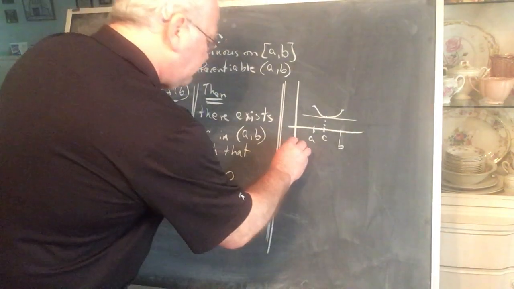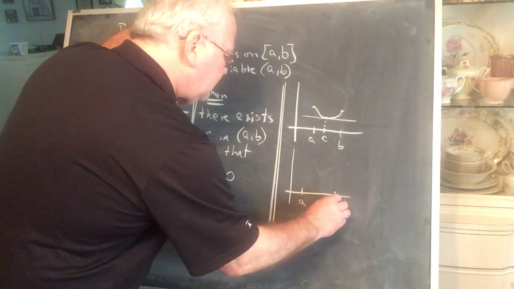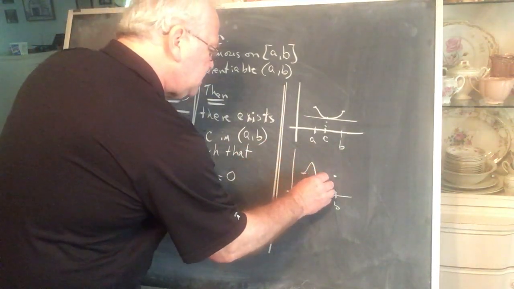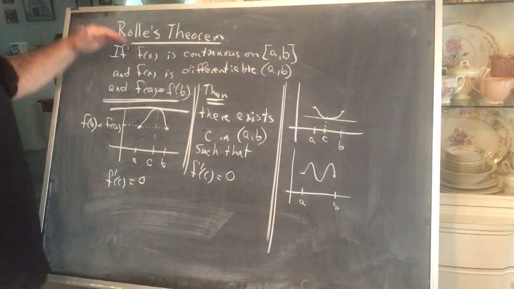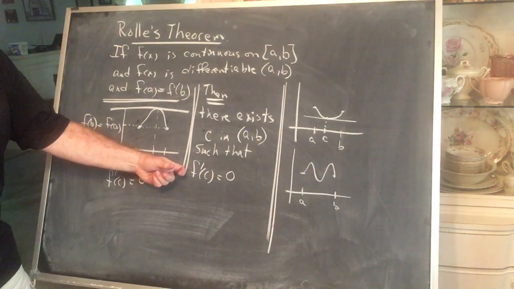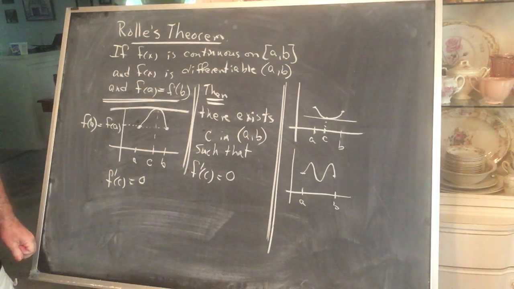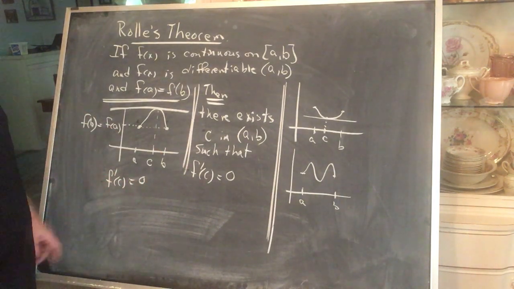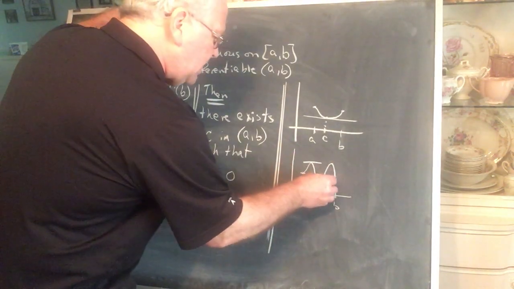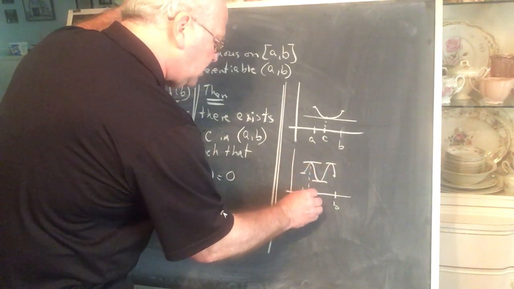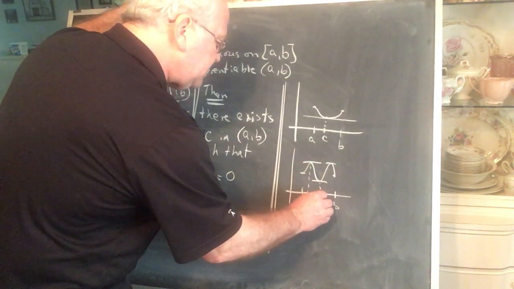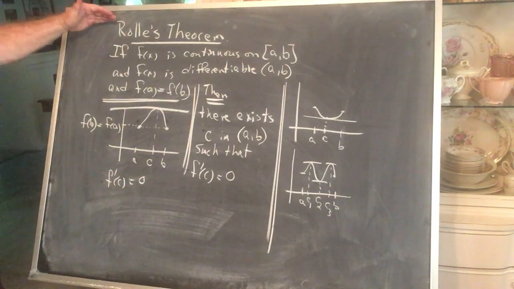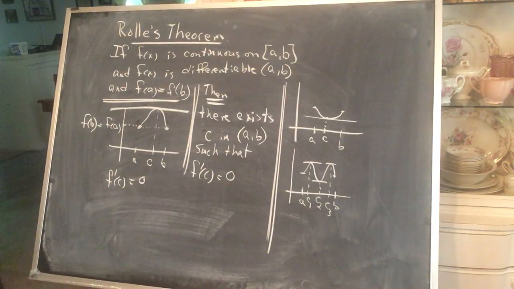Other possibilities exist as well. Here's A, here's B. F of A and F of B are the same height. It could be this is the picture. Now, Rolle's theorem says that there must exist a C with the tangent line horizontal at that function value. Remember what that means in mathematics is there must exist at least one. In this case, there are three of them. There are 3 points at which the tangent line is horizontal. There is a C number 1, C number 2, and C number 3. So there may be more than one, but Rolle's theorem guarantees that there is at least one.